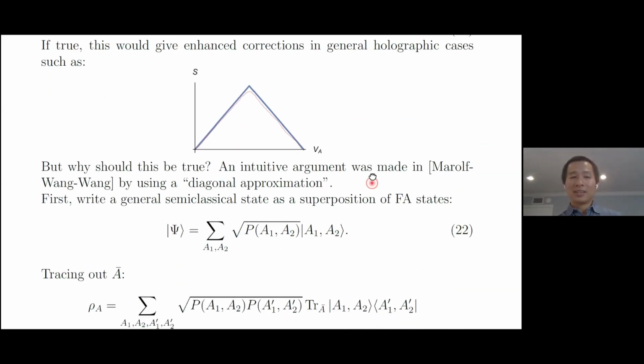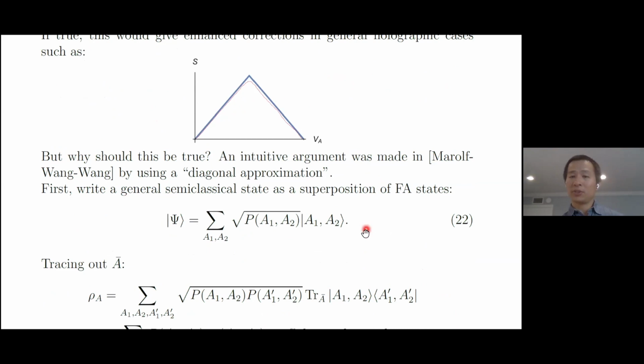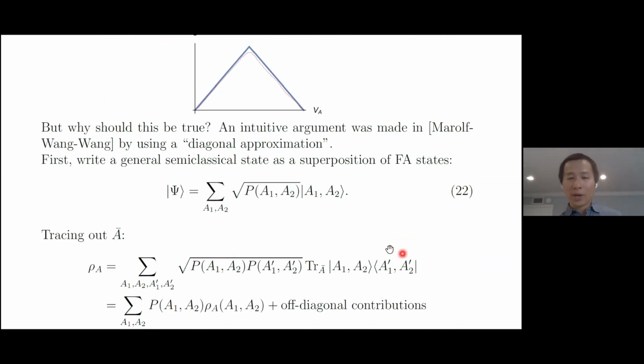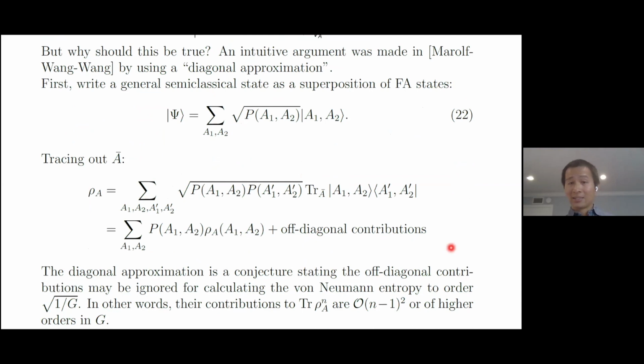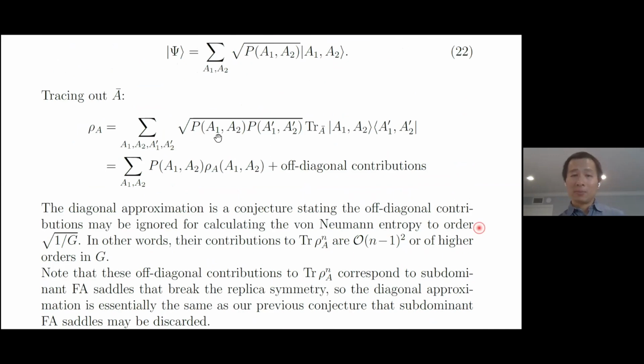And the idea is that if you write a general state as a superposition of a fixed area state, and then trace out A bar, you get this for the density matrix on A. But it has a diagonal and off-diagonal contribution. And if we make a diagonal approximation that says the off-diagonal contribution can be ignored when we compute the Von Neumann entropy to the order that we need, then we can just keep the first diagonal term, and that will precisely give what we had in the beginning. So this is an equivalent way.